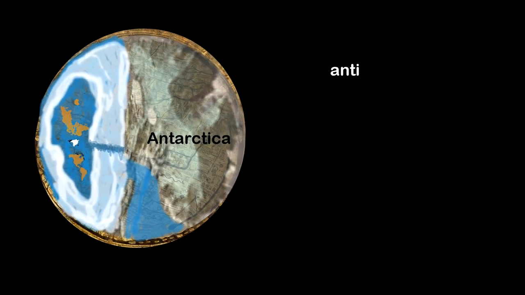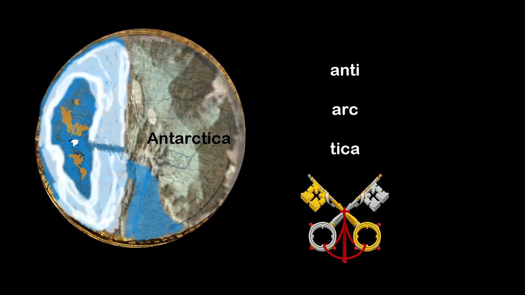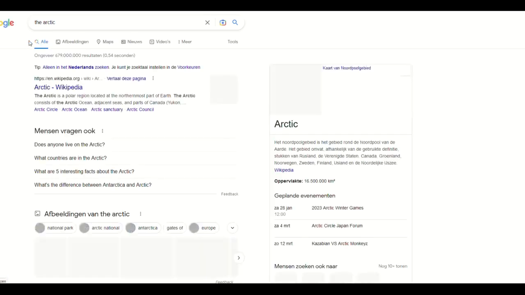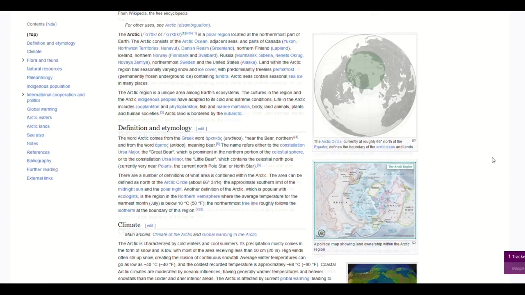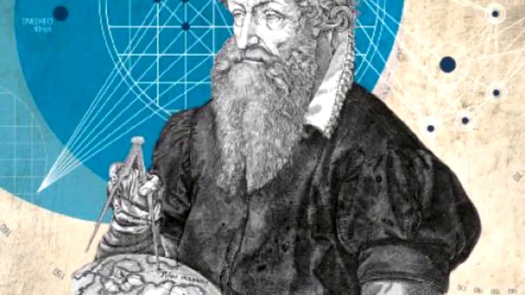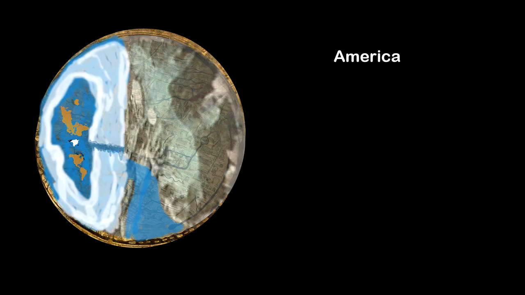You have Anti, Arc and Tika. So if you have an Anti, a negative, you also must have a positive. So when you Google Arctica, it brings you to Greenland. So you have an Anti-Arctica and an Arctica. So if this is the Mercator language, let's try the same for America.